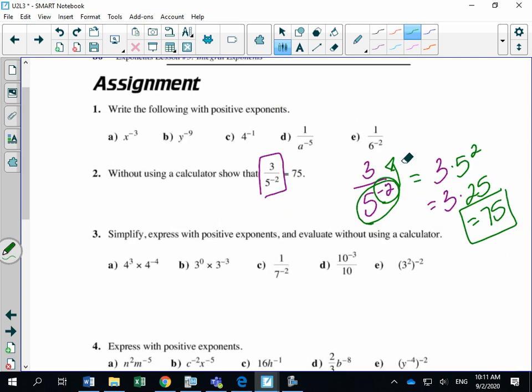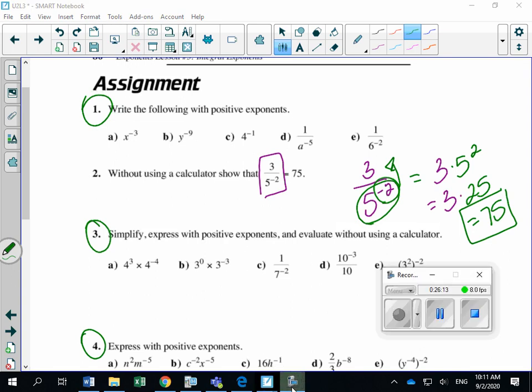Okay, so now you could do 1, 3, and 4. When you're done, check your work. When it's all right, you could watch part 2 for this lesson.